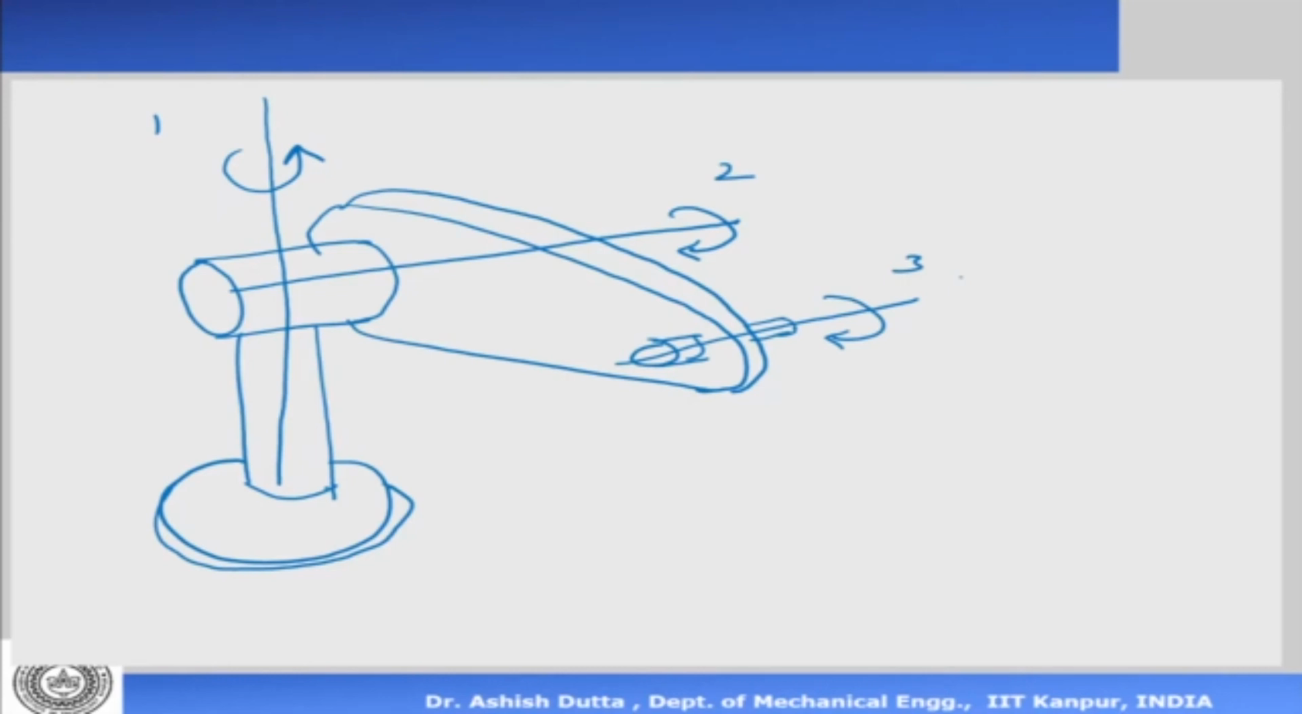I hope you can imagine. So this is something similar to our shoulder, to our waist. So the waist axis is vertical, right? The shoulder axis is here, and this can be the elbow axis. Okay, similar to the human hand.